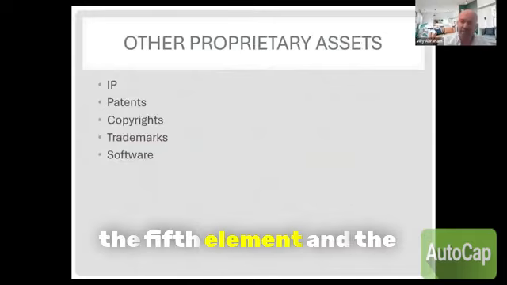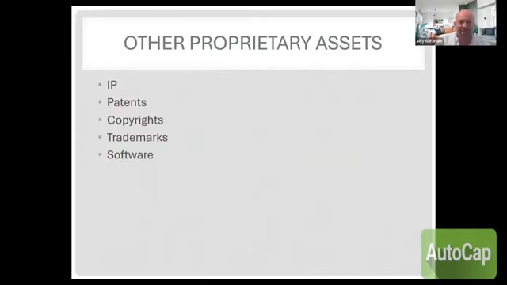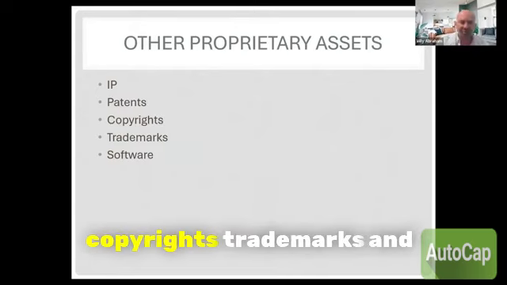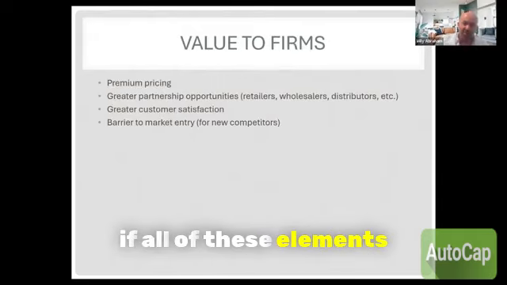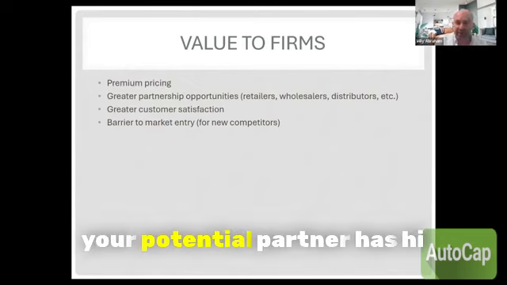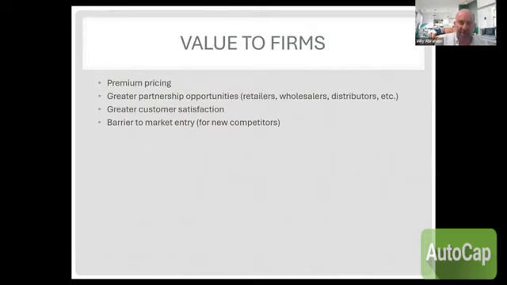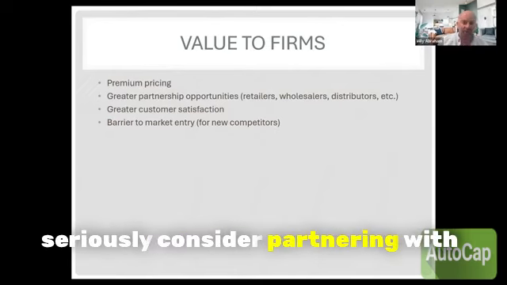The 5th element in the brand equity is proprietary assets. Examples like IP, patents, copyrights, trademarks, and software. All right, so if all of these elements in the brand equity are high, your potential partner has high brand awareness, high brand loyalty, very positive associations. It means that this is a partner that you should seriously consider partnering with.